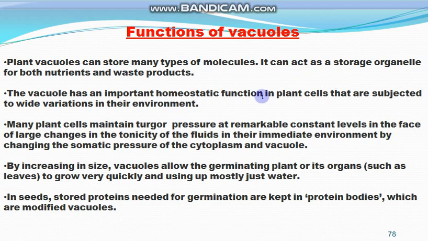And many plant cells maintain turgor pressure at a remarkably constant level in the face of large changes in the tonicity of the fluids in their immediate environment by changing the osmotic pressure of the cytoplasm and the vacuole. So we can say that the vacuole also plays a role in maintaining the turgor pressure in those cells where the tonicity of the fluids in the surrounding environment changes very quickly, and so they maintain the turgor pressure of the cell.